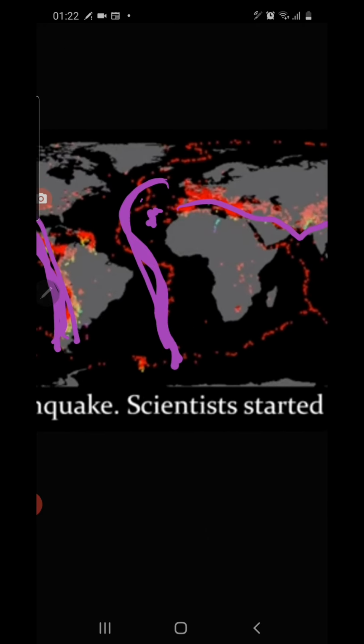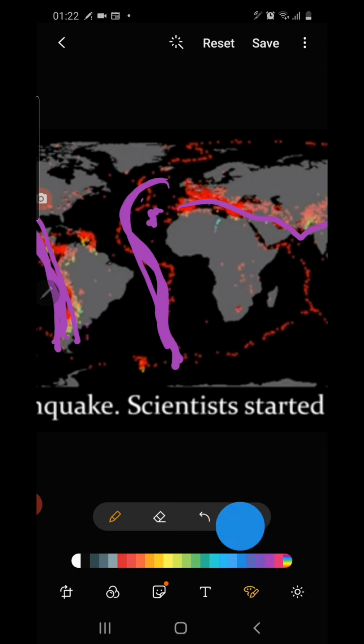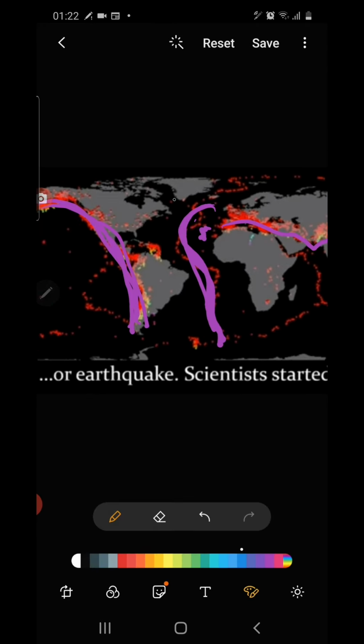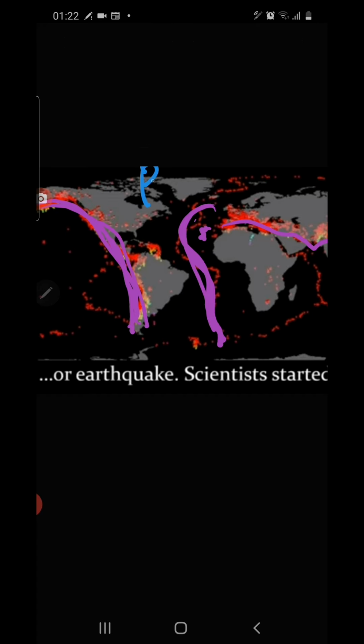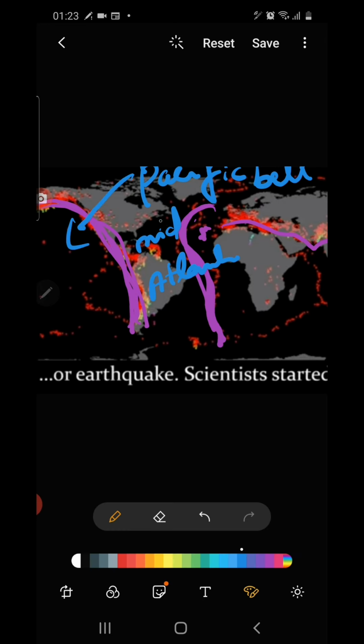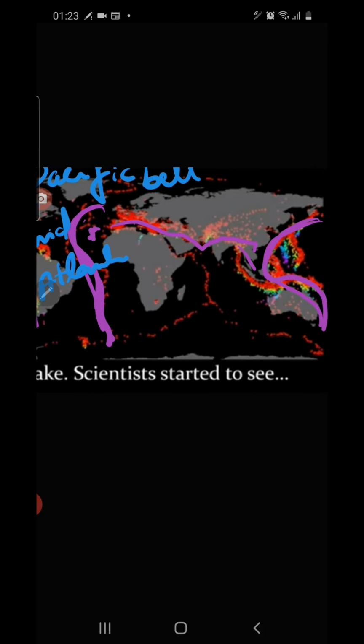So when we discuss the distribution of earthquakes, which ones do we discuss? First one is the Pacific belt. We found where the Pacific belt comes. Then the mid-Atlantic ridge. Pacific belt, you can see here, both sides, and this is the mid-Atlantic ridge. Then this is also the Pacific belt. And then the mid-mountain belt. Is that clear for you all?